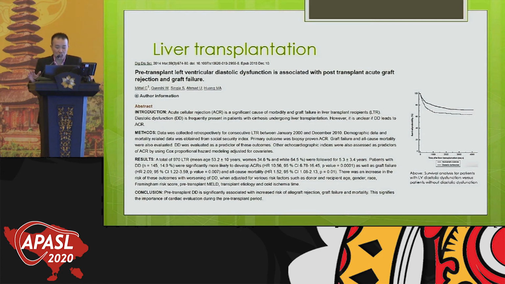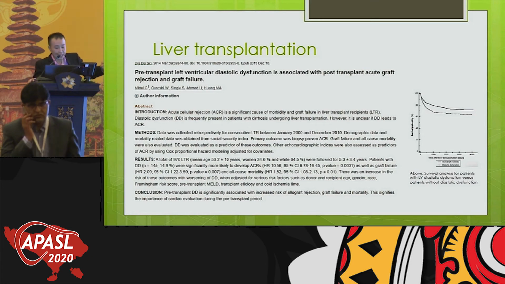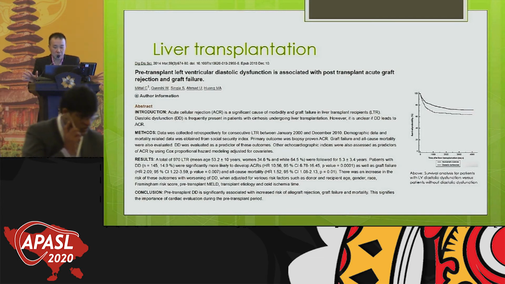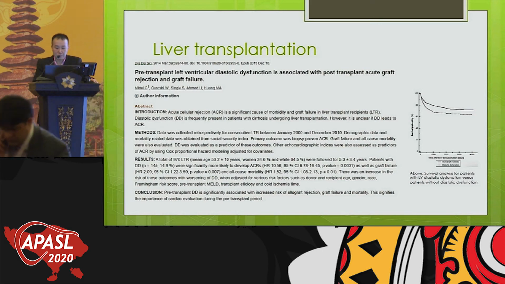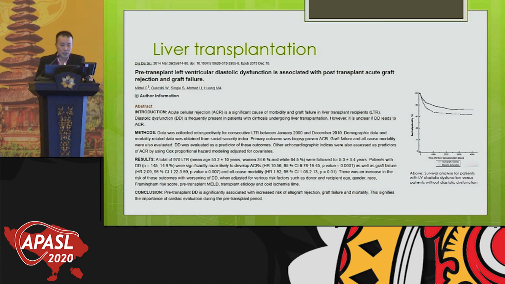Now, you can see the unfavorable impact of cirrhotic cardiomyopathy here, where a study by Middle and colleagues did 970 transplant patients, evaluated them for a mean of 5.3 years. They found that 15% of these patients had diastolic dysfunction pre-transplant, and these patients were found to have a significantly higher risk of acute cellular rejection, graft failure, and all-cause mortality. And they found the risk got worse with a worsening degree of diastolic dysfunction.